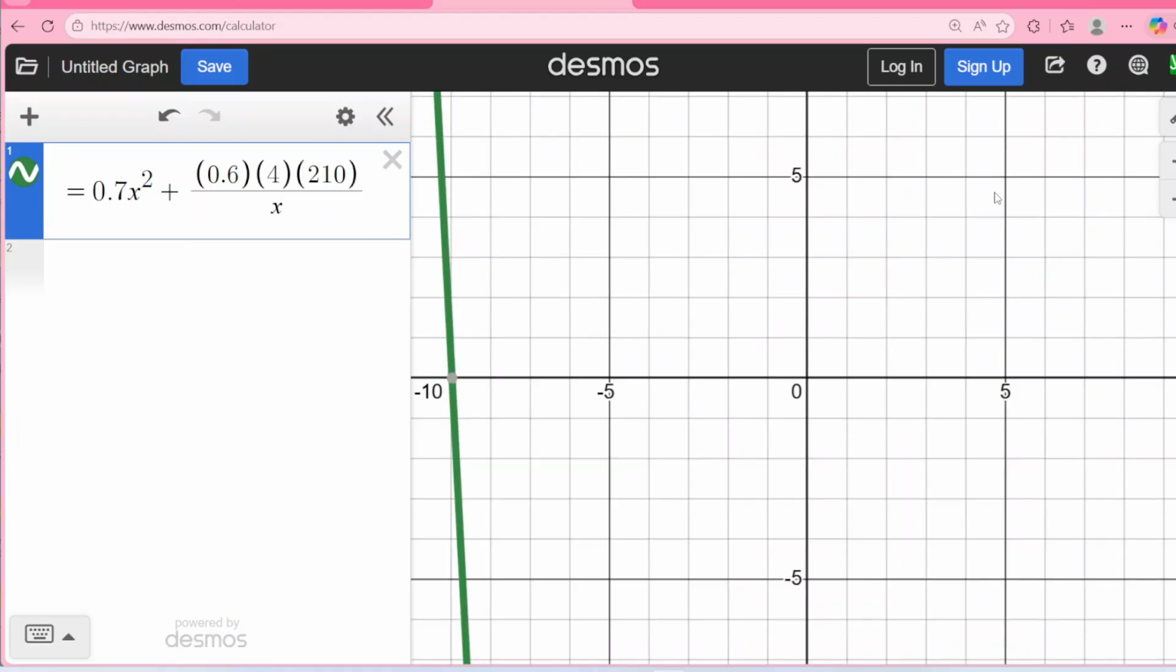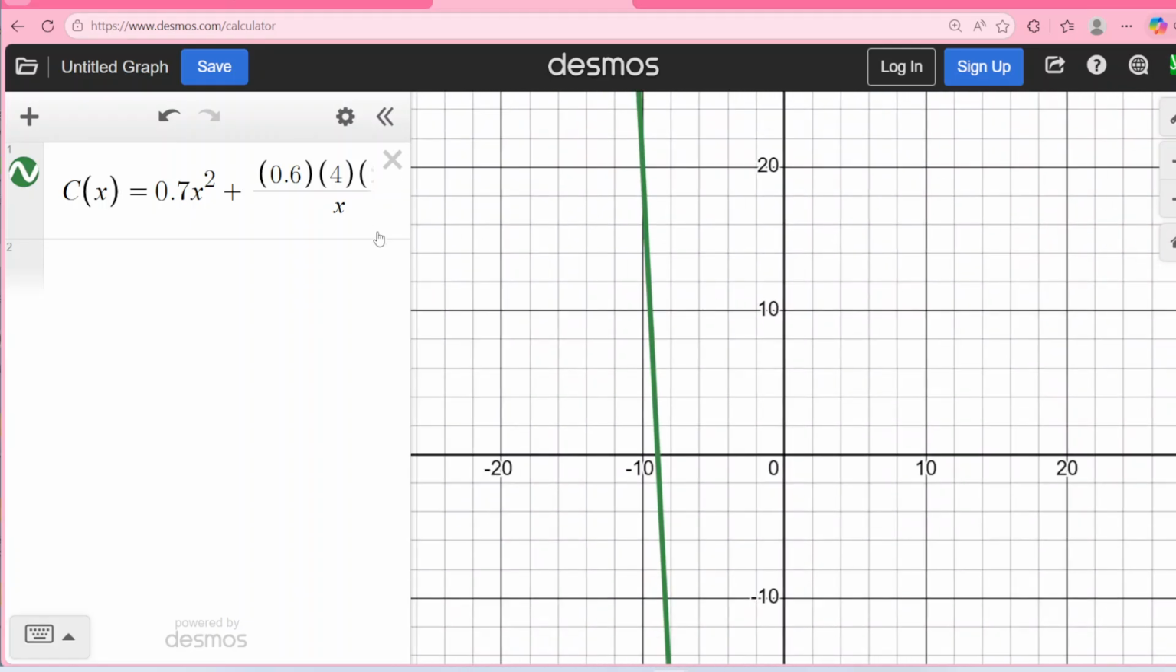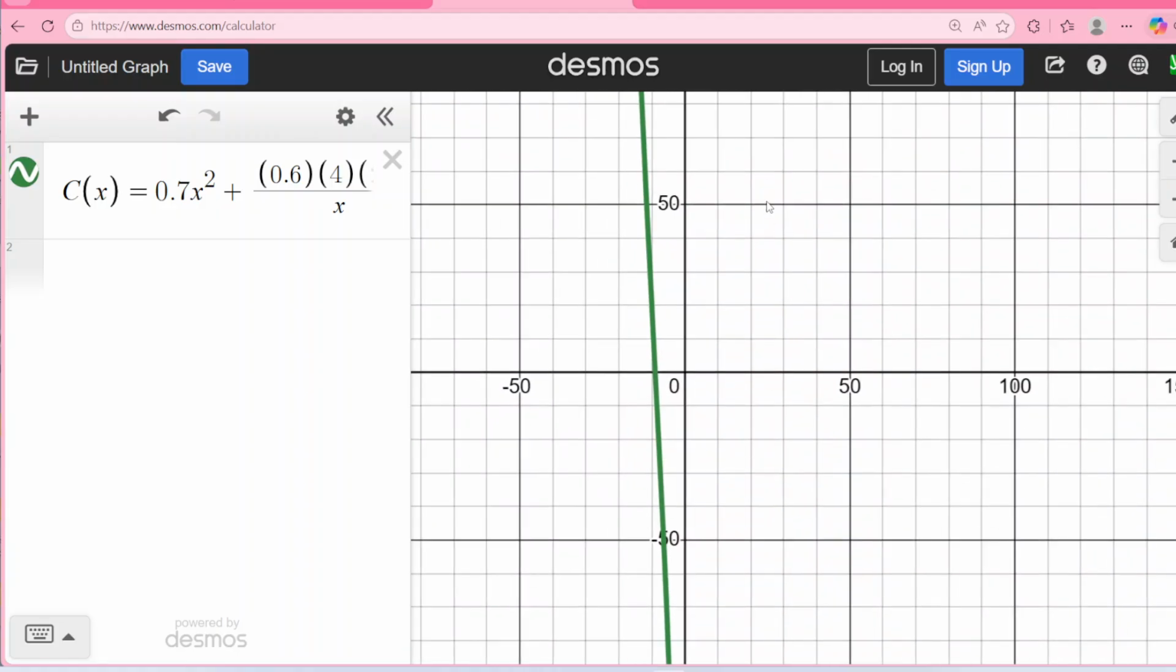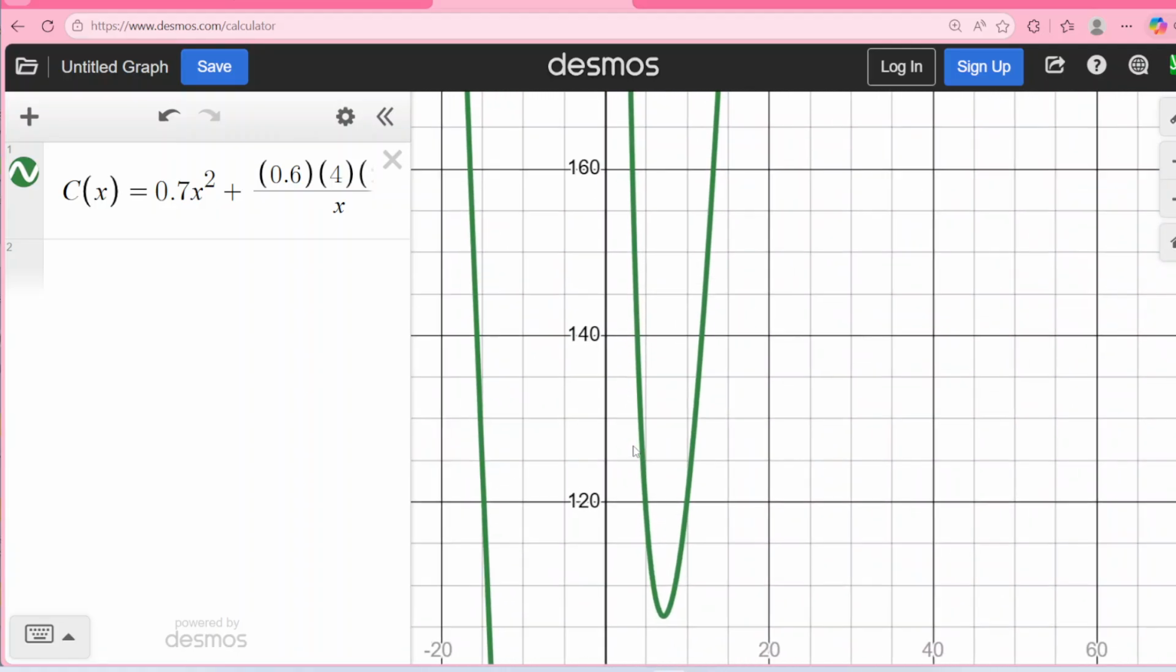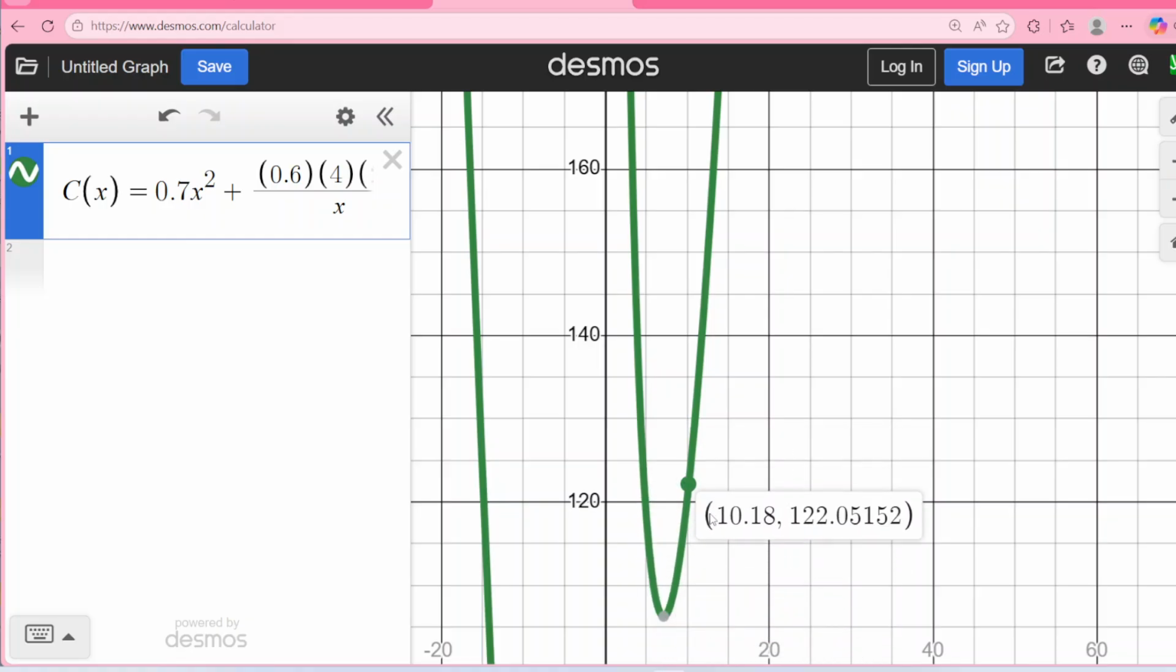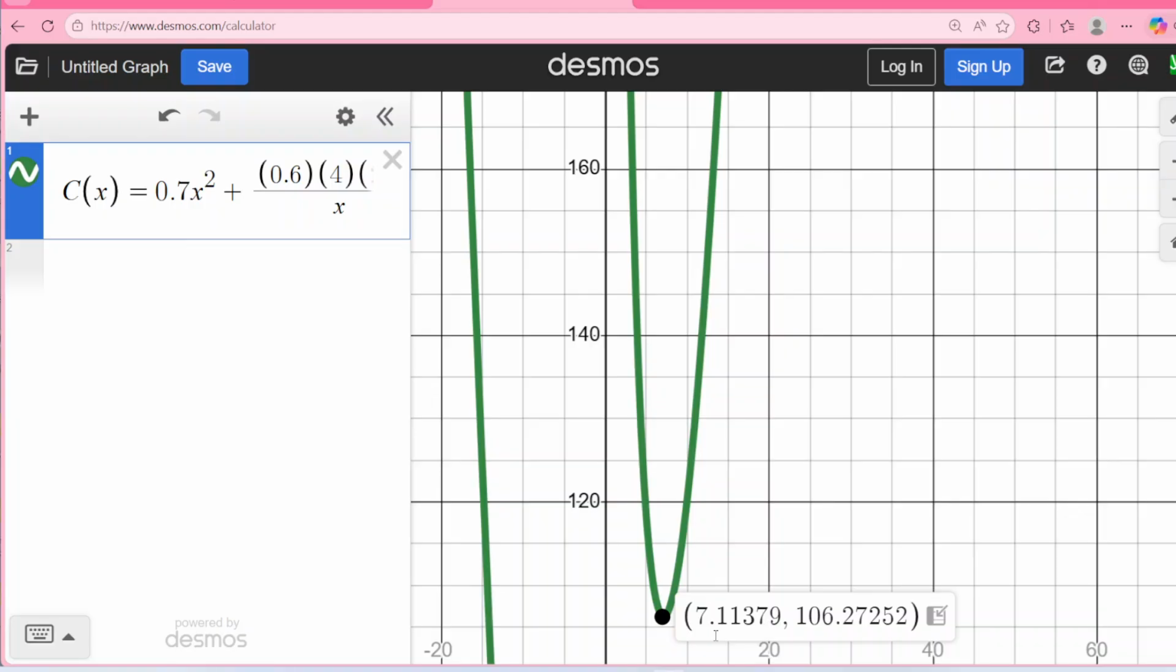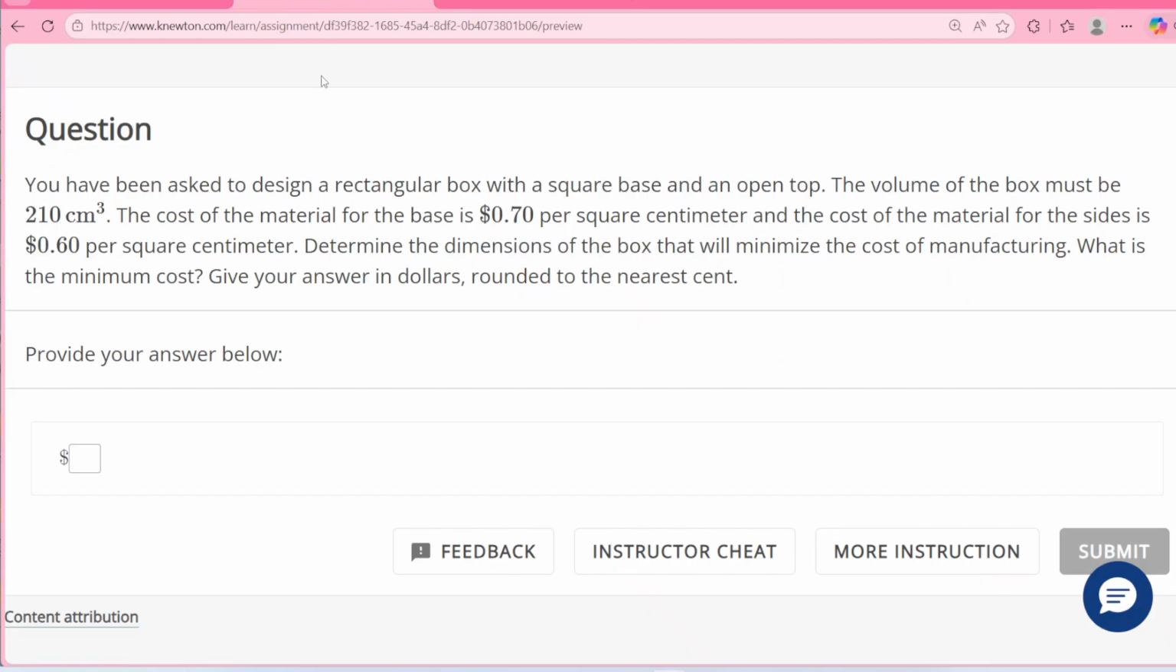Now if I restrict this to just positive values, just look to the right side of the axis here. This is the part of the graph we'd be on, right here. And there's definitely a lowest cost, and that'd be $106.27 if I round to the nearest cent. And that'll happen when I make the base a 7.11 by 7.11 centimeter base. But they're asking for the lowest cost, right? This was the cost function. So the lowest cost, given these restrictions, is $106.27 rounded to the nearest cent.